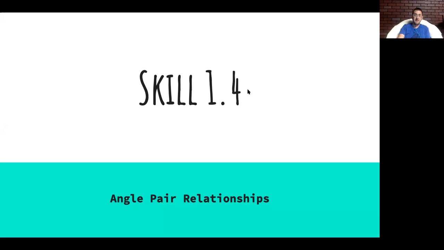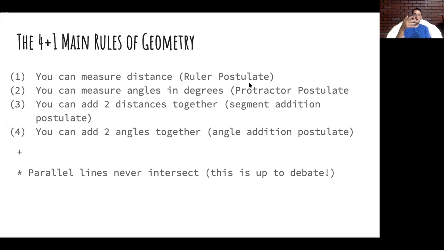I do want to take a time out for a minute and tell you the four main rules of geometry, plus one more. This is actually from Euclid's Elements book, and I'm just going to say it to you in plain English.